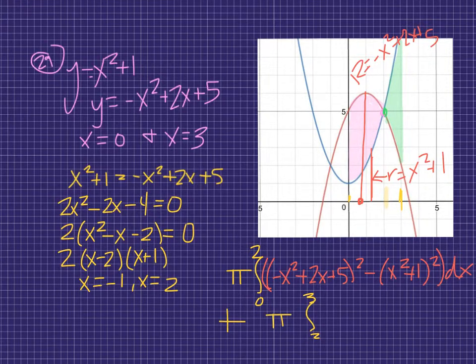And if we look from 2 to 3, this time, I'll do it in blue. The axis of revolution is still the x-axis, so I'm going to start there. If I go out to the outermost function, see now that it's x squared plus 1. So that's my big R. And if I go from the x-axis to the other function, that's the little r. So little r is the negative x squared plus 2x plus 5 function.